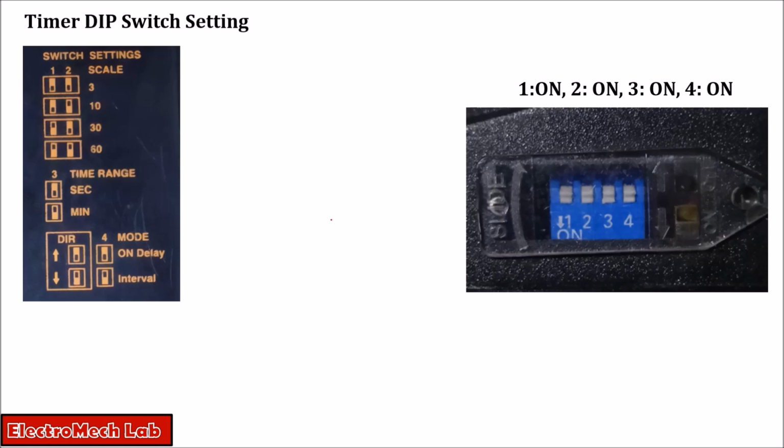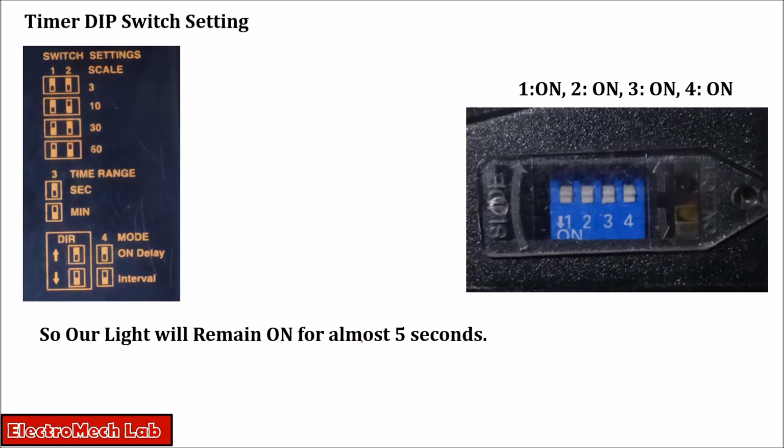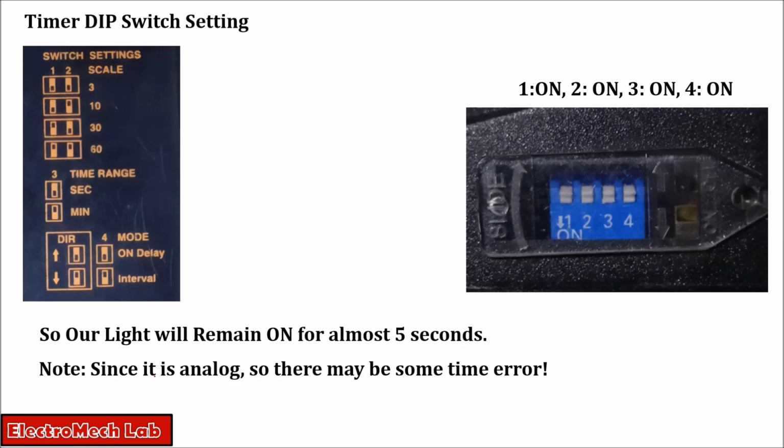I hope you have understood all the things. In our case, there is a note: since it is analog, there may be some time error, because we are not using a digital system. The knob we are using is analog. So there can be some variation, meaning this is not a perfect 5 seconds. There can be some difference of a few milliseconds. So this is acceptable.